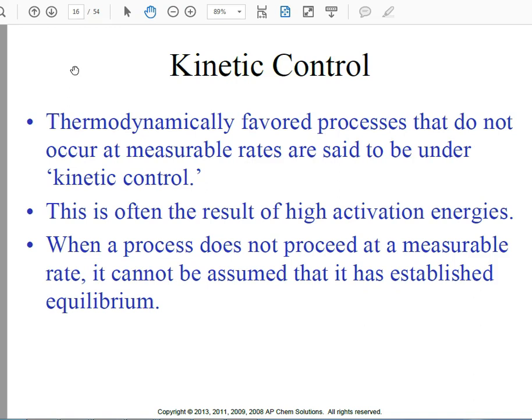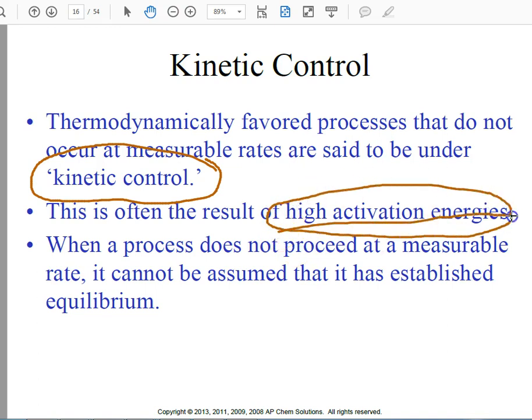What is wrong? We say that these reactions must be under what we call kinetic control. And this is often the result of a really high activation energy. So if a process does not proceed at a measurable rate, we can say, okay, it must have already reached equilibrium and it must be under kinetic control because of a high activation energy for either the forward or the reverse. So it's kind of stuck wherever it is because the activation energy to get to the other side is so high.